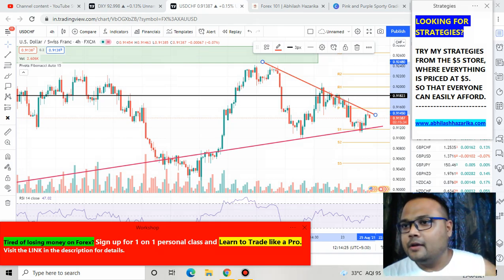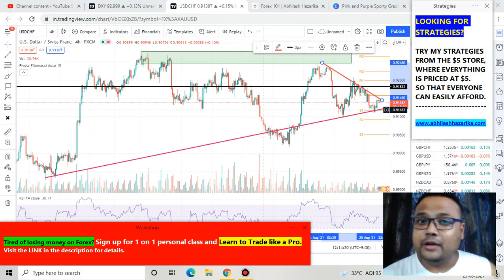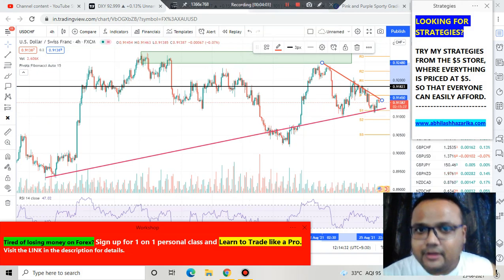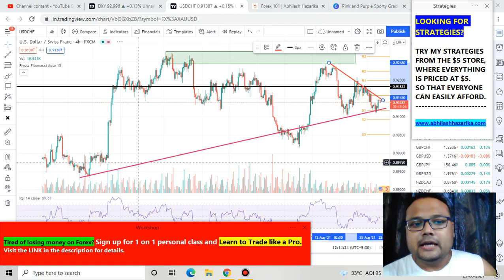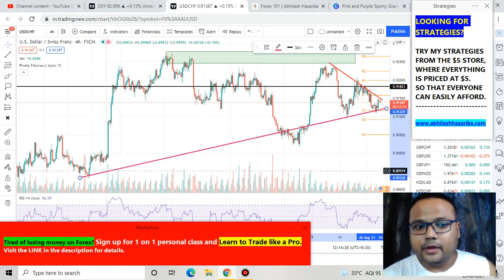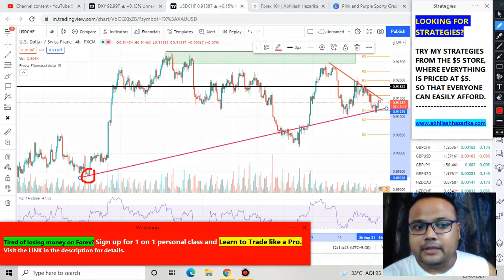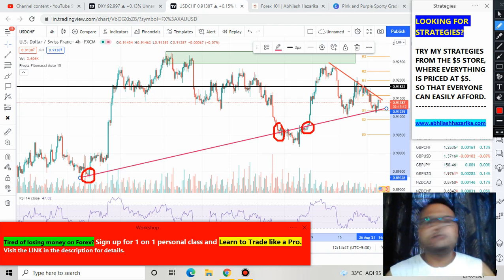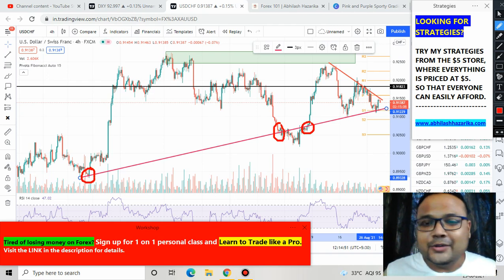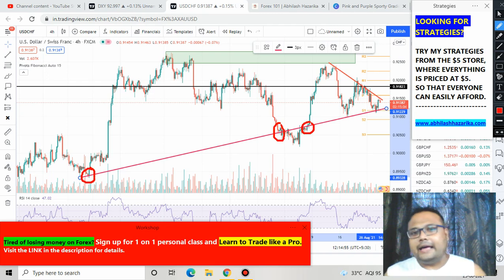Clear? As we have resistances, we will definitely have support levels as well. The support level on the USD CHF chart is in the form of this trend line. We can see that this trend line is also acting as a dynamic support for the market, because whenever the market was trying to go down, or there was a breakout towards the downside, this trend line came to the rescue and acted as a support.